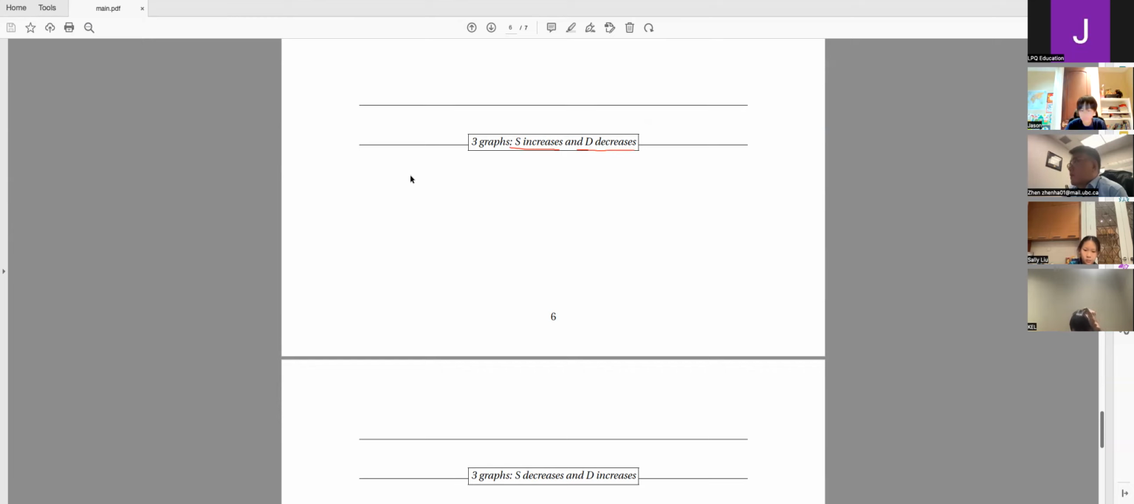But first step, I guess, you need to write down a kind of three titles. Supply increase greater than decrease. And this one, supply decrease greater than supply increase. Okay, this one, supply increase equals decrease.